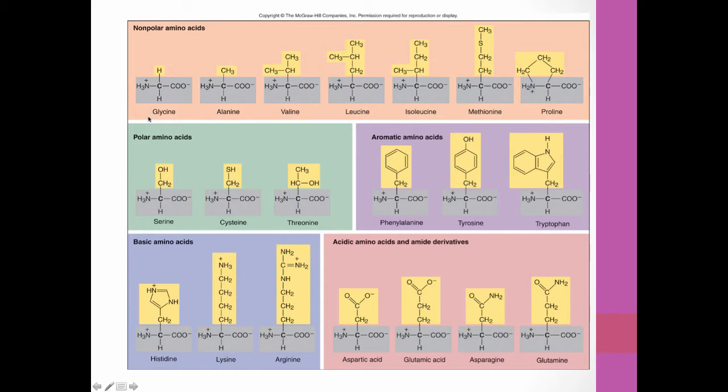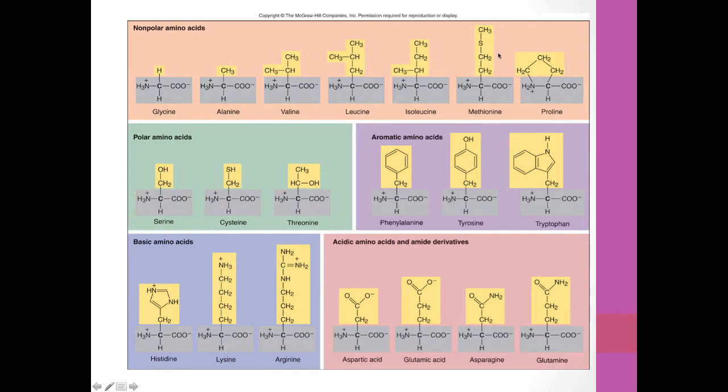So the nonpolar amino acids would be glycine, and here's the R group highlighted in yellow. Glycine's R group is the simplest possible R group. It's just another hydrogen. Alanine is a methyl group, a CH3. Valine, again, a very simple hydrocarbon chain. Leucine, isoleucine. So leucine and isoleucine, you can see they'd have the same chemical formula. They're just rearranged. It's which carbon this methyl group is stuck to.